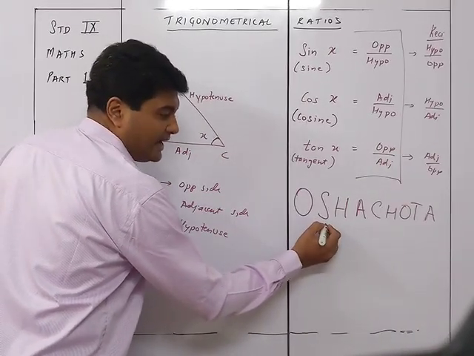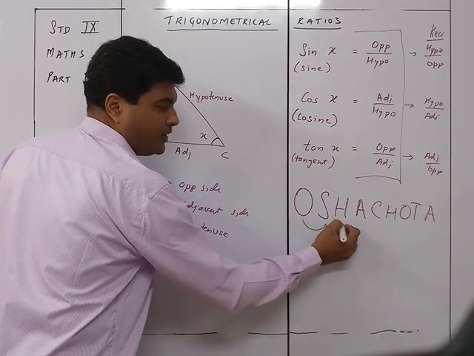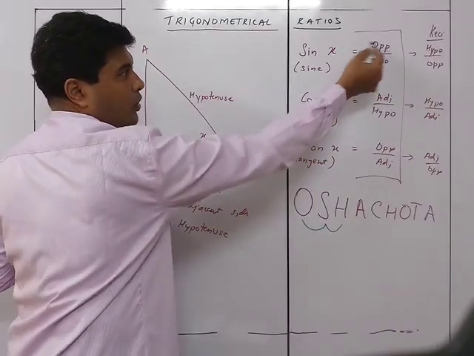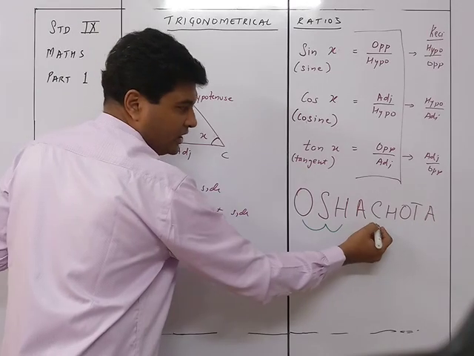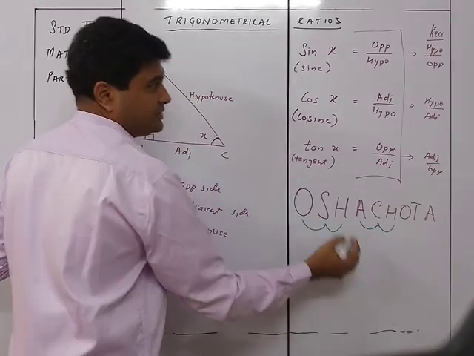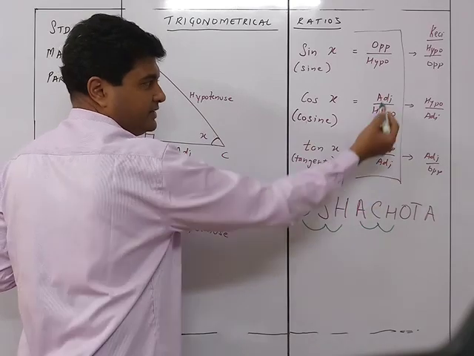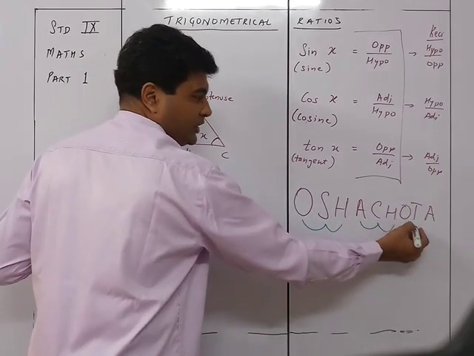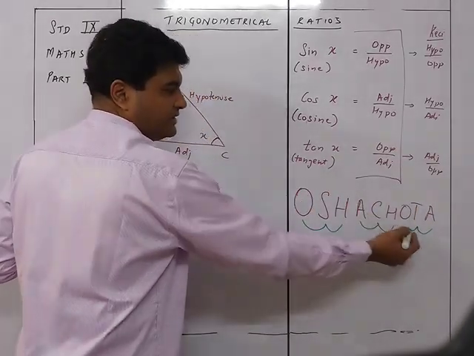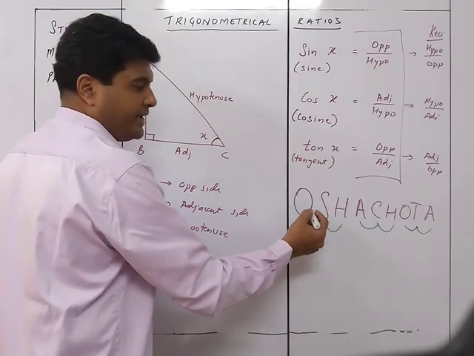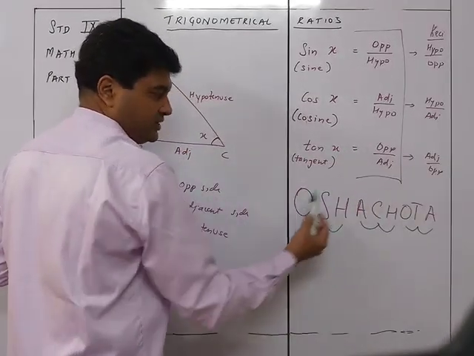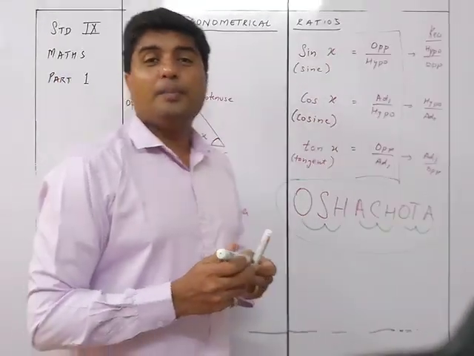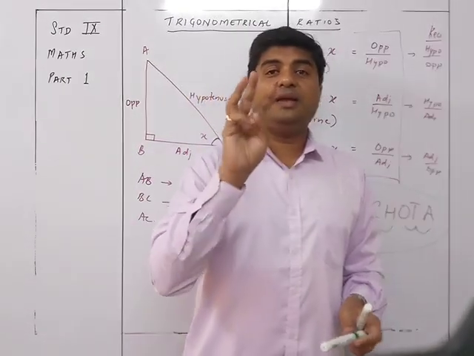Sine is opposite upon hypotenuse. Sine S is opposite upon hypotenuse. That is OSH. Cos is adjacent upon hypotenuse. Yani ACH. OSH, ACH. And Chota ka TA. Tan is equal to opposite upon adjacent. So accordingly here, tan is opposite upon adjacent. So we have this as Osha Chota as the complete detailed three ratios.